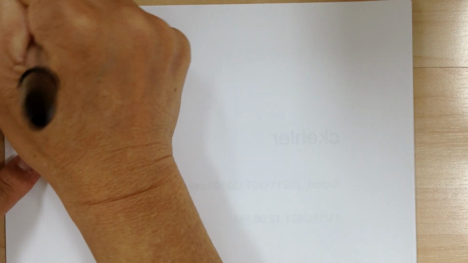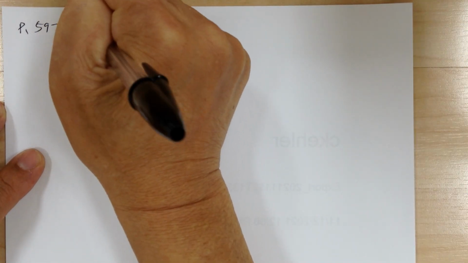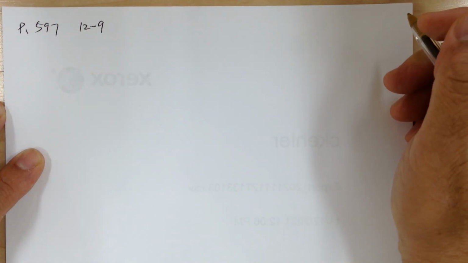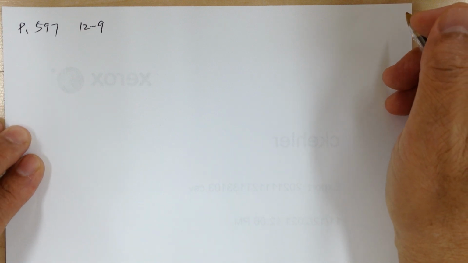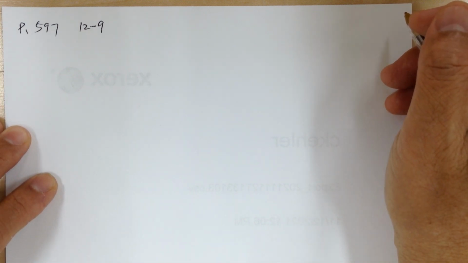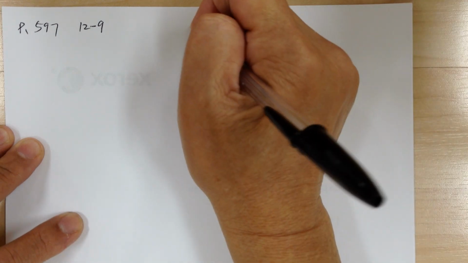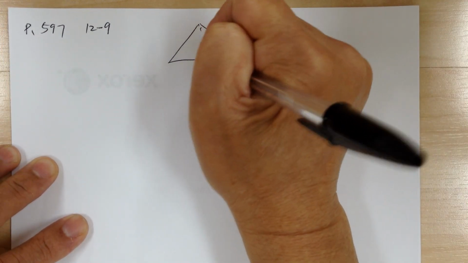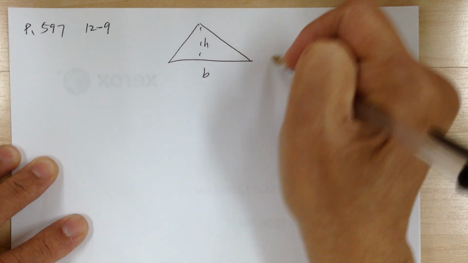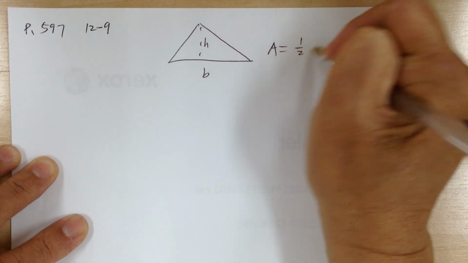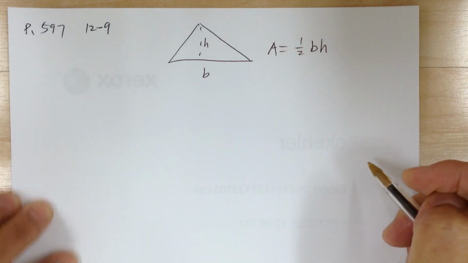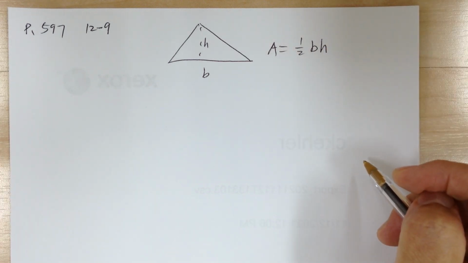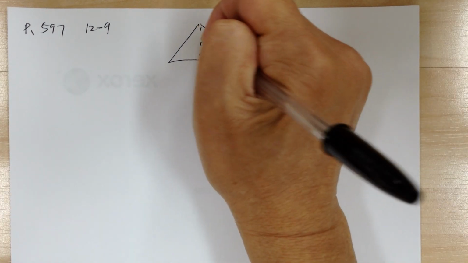Let's go to page 597, and this is lesson 12-9. The objective of this lesson is to apply triangle area formulas. As you know from before, when you have a triangle, usually you have the base and the height, and the area equals 1/2 base times height. But now we're going to deal with triangles where the height is not given.